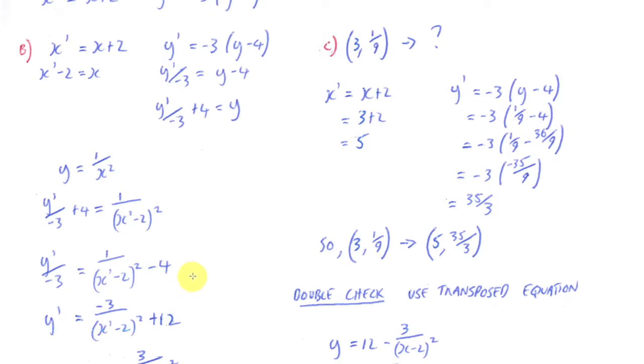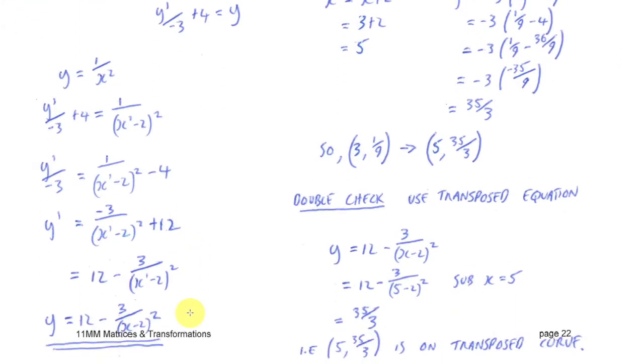First move, remember I want to get y prime by itself. I take 4 from both sides. I multiply everything by negative 3. And I write it in a different way, so I've got the positive part first. And now, finally, I write down the new rule in terms of y and x. So y is equal to 12 minus 3 over x minus 2 squared. So the original y equaling 1 on x squared, given all the transformations originally stated in the question, will become this instead.